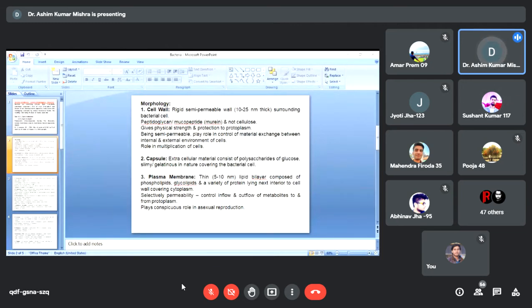Maximum production in which phase? Log phase, not lag phase. Log phase, the growth active phase.